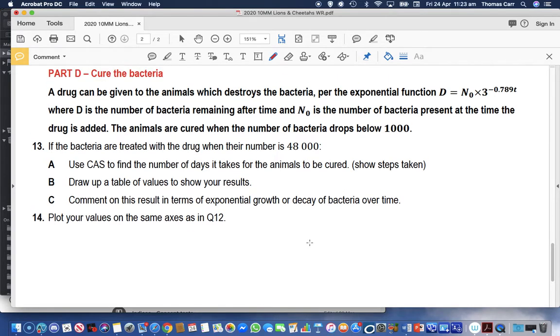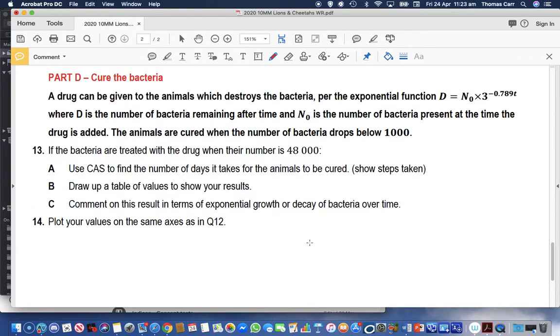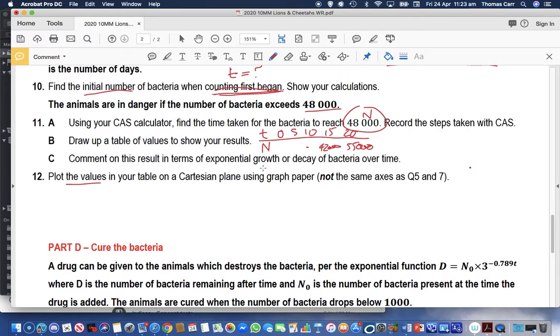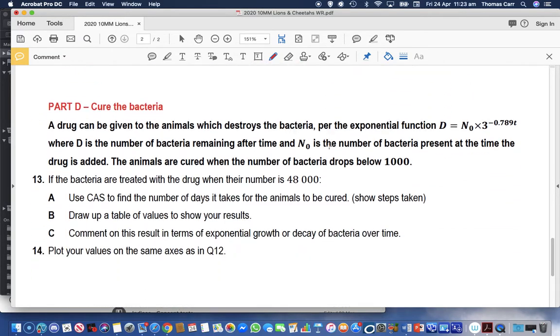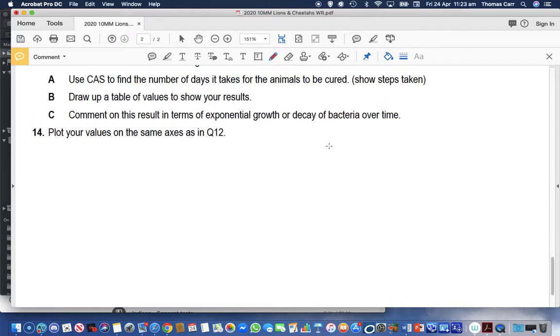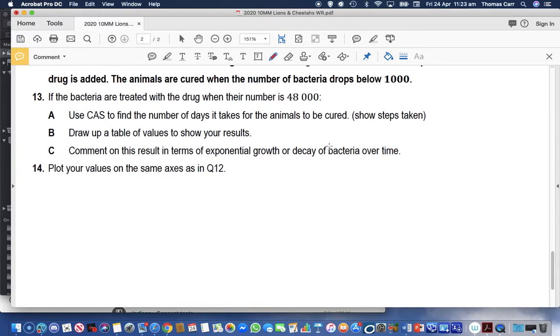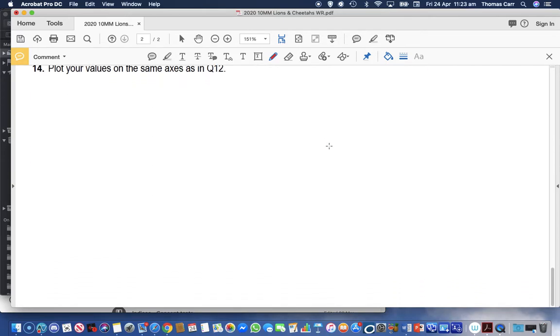Now we're giving the animals a drug. In other words, now that the number has grown until it gets to 48,000, we're going to give it a drug and try and cure it. So if we have a look at the graph of that, missed an axis there.